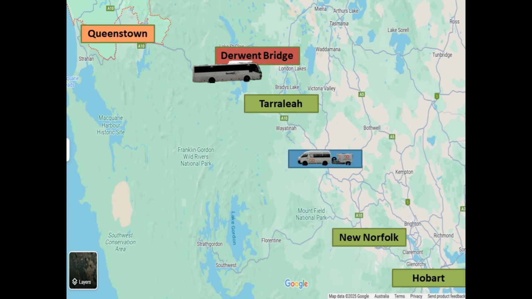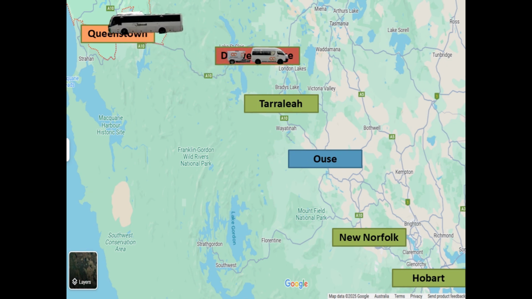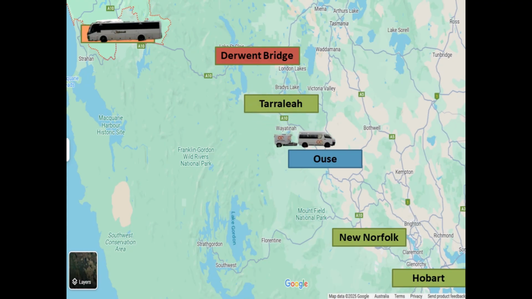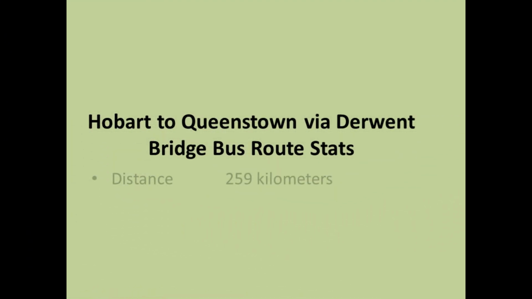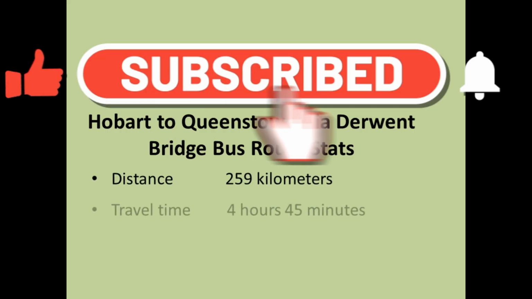So even though the service only operates twice a week, you can go in both directions on those 2 days of operations, Tuesdays and Fridays. We change at Derwent Bridge onto the Tassylink service, which gets us to Queenstown. The little Area Connect service goes back to Hobart. Okay, those stats. 259 kilometres. It takes you 4 hours 45 minutes.